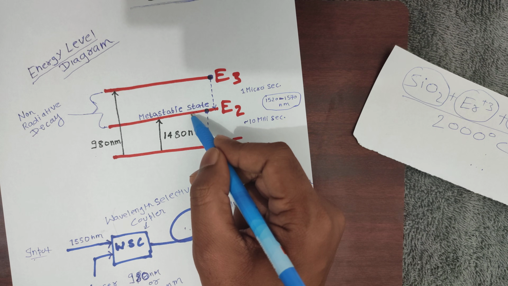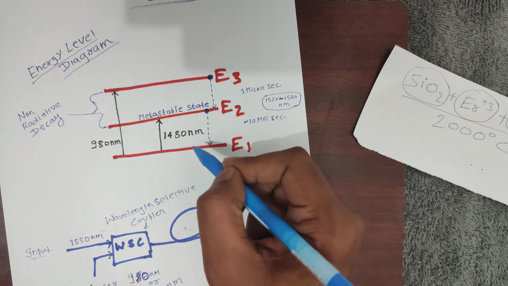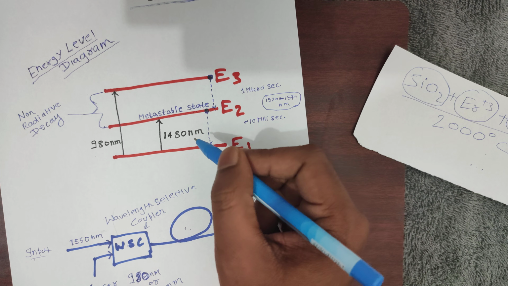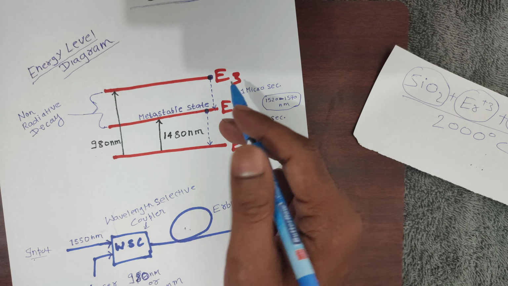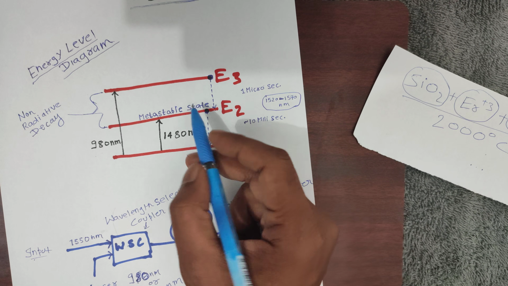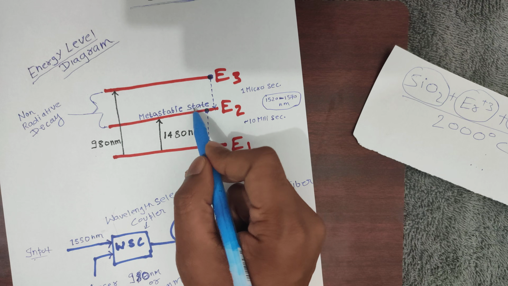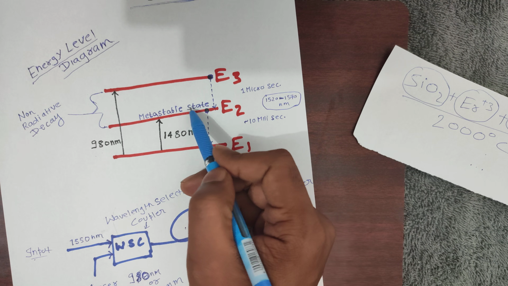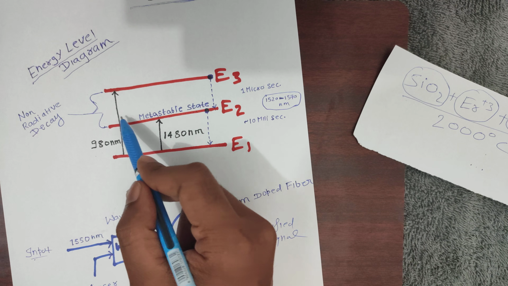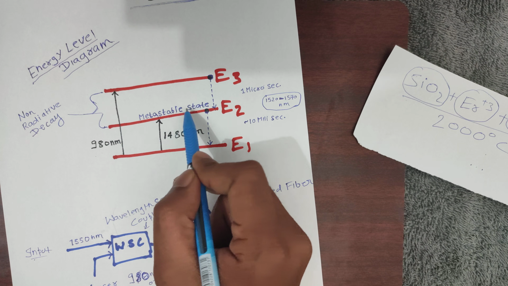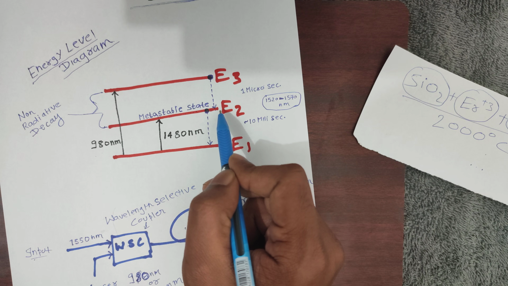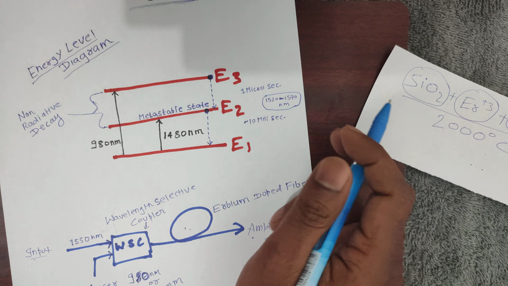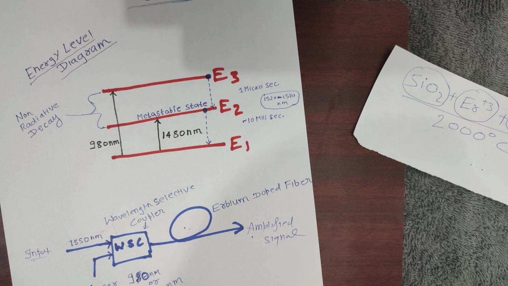And as we know, when the electron comes from the higher energy level to the lower energy level, it emits a photon, that is light. So here there are already many photons, and our photon is also coming from here, that is our signal. So all these things will be combined, and in this way our signal will be amplified. So I hope you understand this.